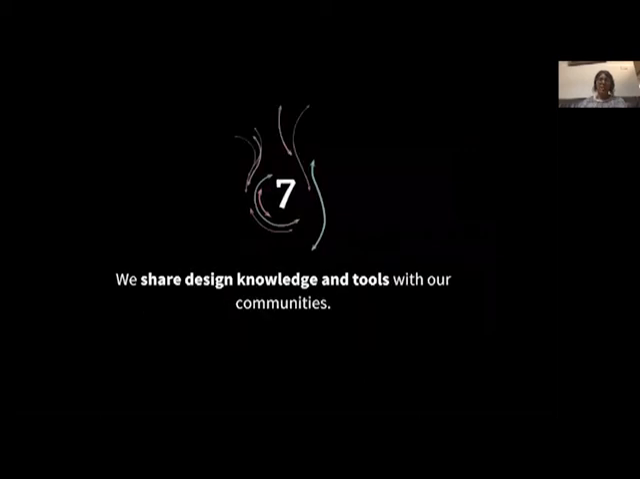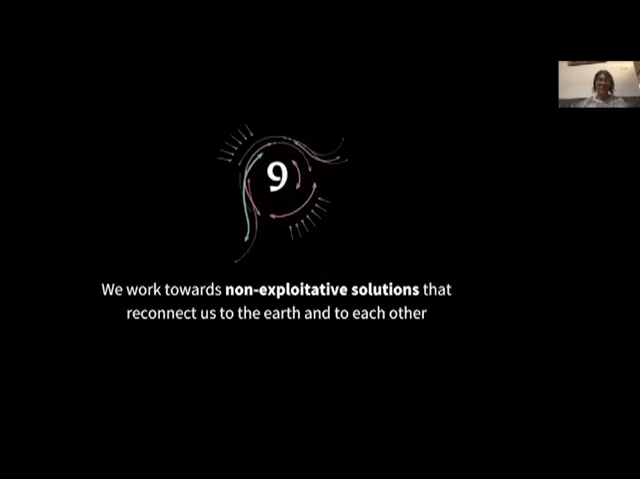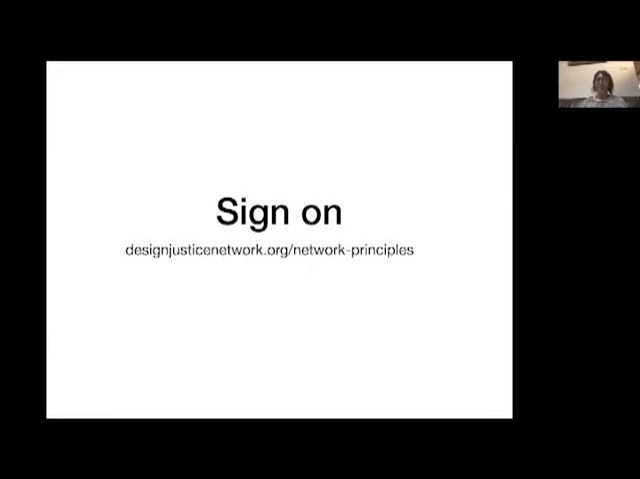6, we share design knowledge and tools with our communities. 7, we work towards sustainable, community-led and community-controlled outcomes. 8, we work towards non-exploitative solutions that reconnect us to the earth and to each other. 9, before seeking new design solutions, we look for what is already working at the community level. 10, we honour and uplift traditional, Indigenous and local knowledges and practices. If these resonate with you, you can sign on to these network principles at the Design Justice Network.